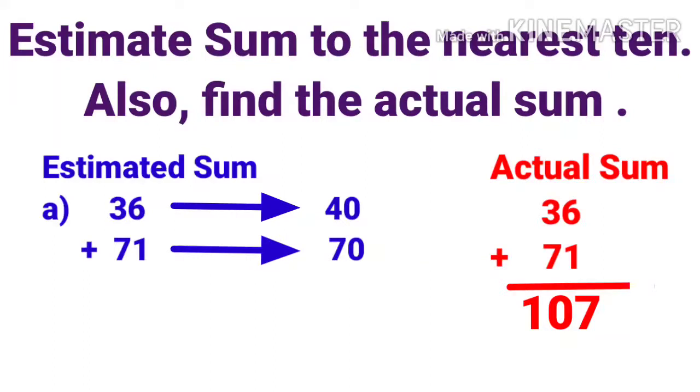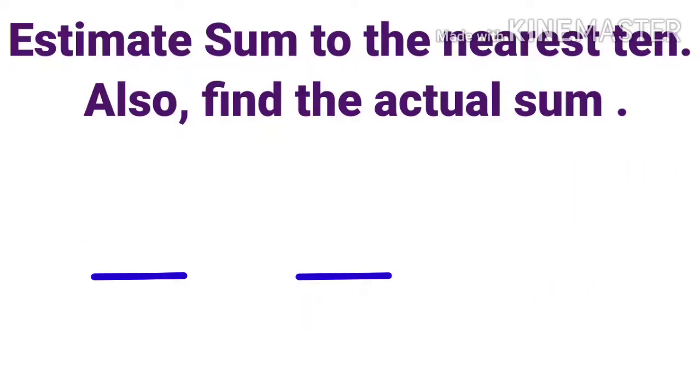Now see the estimated sum. First of all, we have to round off 36. 36 comes in between 30 and 40, and 36 is nearer to 40. So the rounded number is 40. Now 71 comes in between 70 and 80, and 71 is nearer to 70. So 71 is rounded off to 70. So the estimated sum of 40 plus 70 is 110. Hence the estimated sum to the nearest 10 is 110.